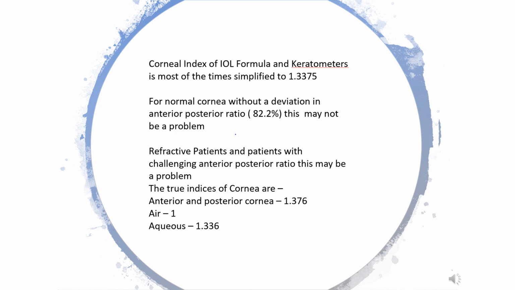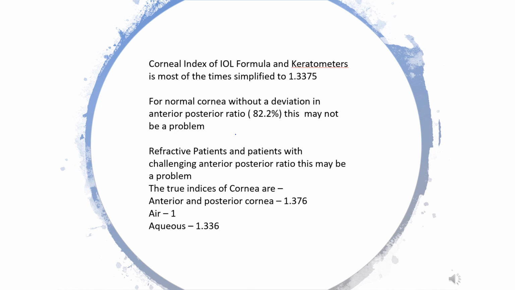When it comes to tomography, Scheimpflug-based tomographers take a different corneal index, which is more of a true index of the cornea, which is 1.376. They also take into account the air, that is the interface between the air and the anterior cornea, and they also take into account the aqueous humor refractive index. So this actually gives us a true understanding of the corneal refractive power maps, which is quite different from what we get from the keratometers.